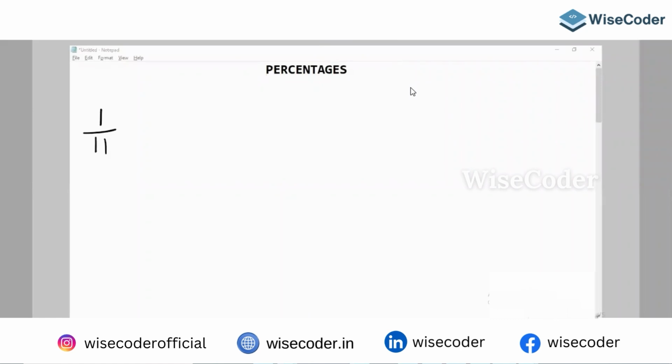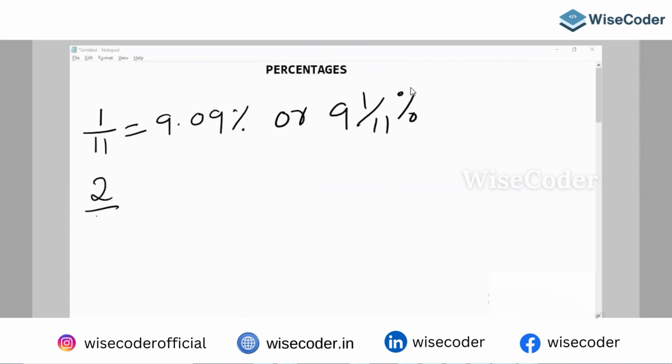1 by 11 is nothing but 9.09%, or we can say it as 9 1 by 11%. If I want 2 by 11, that's going to be 18.18%. Why? LHS into 2, RHS into 2. 9 2s are 18.